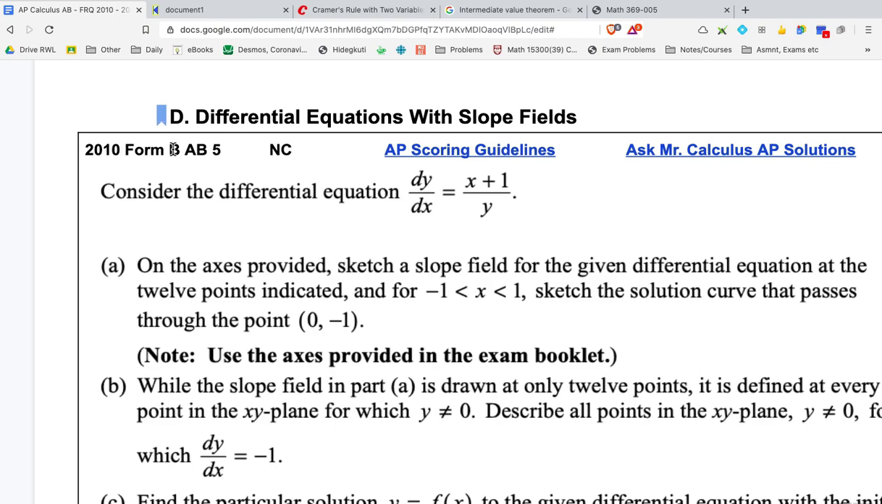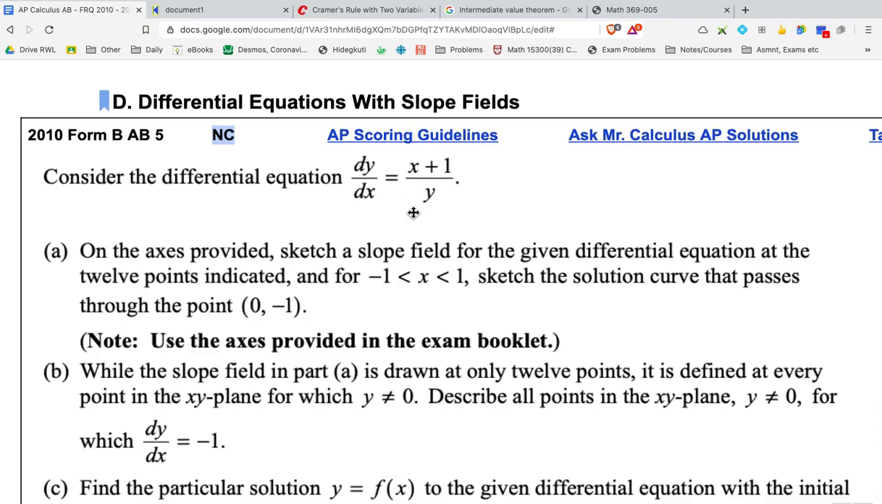They still have two sets of tests, but they don't release the second set. Back then they used to release both sets of tests. AB just means it's Calculus AB, and 5 means it's question 5. NC means no calculator allowed.